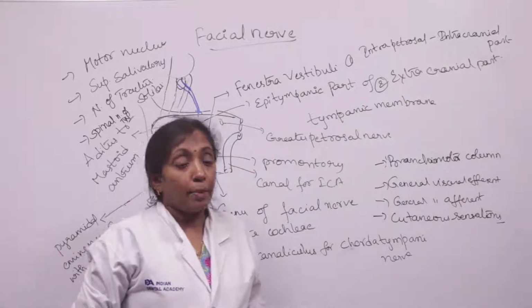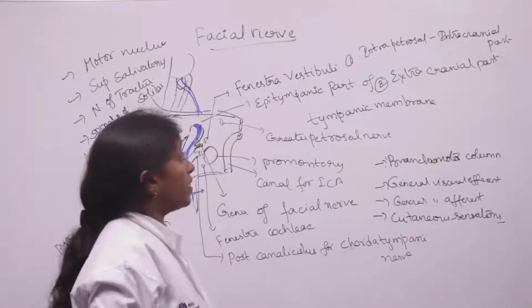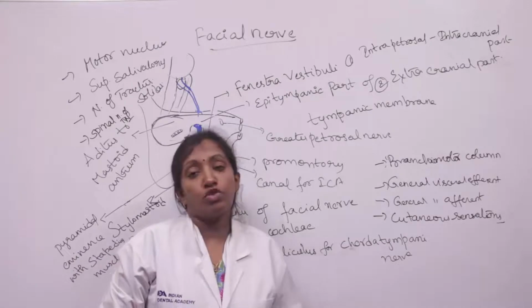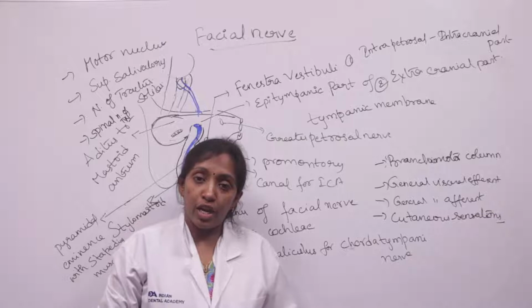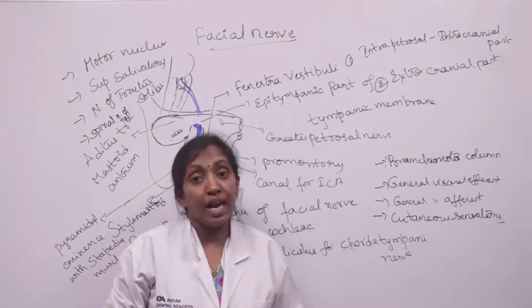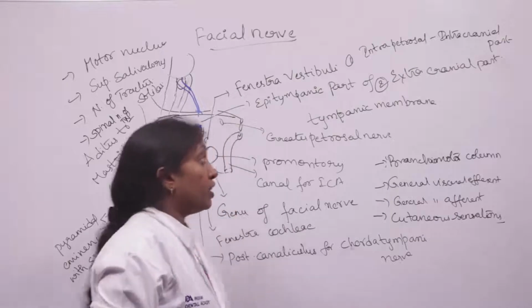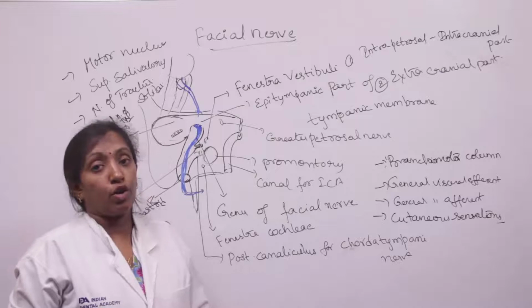Okay, so coming to the intrapetrosal intracranial part. In the intrapetrosal intracranial part, the two roots of the facial nerve accompany the vestibulocochlear nerve in order to reach the internal acoustic meatus.